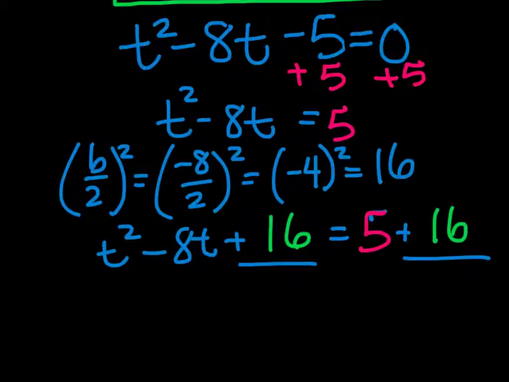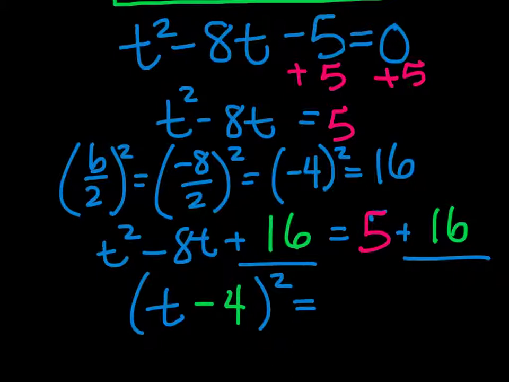So t squared minus 8t plus 16. If we were to write that in factored form, we can say it's t minus 4 squared is equal to 5 plus 16, which is equal to 21.